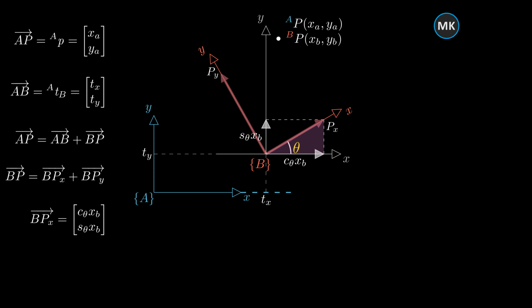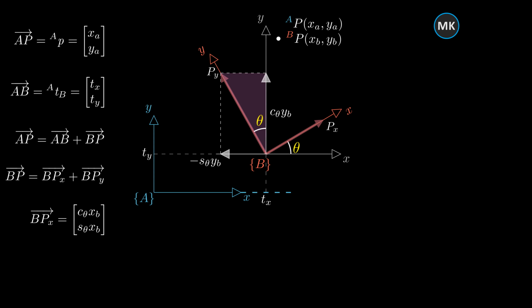From the right triangle, the adjacent side equals cosine theta times x sub b, and the opposite side equals sine theta times x sub b. Next, we examine BP sub y. It is perpendicular to BP sub x, and the auxiliary y-axis is perpendicular to its x-axis, so the angle involved is again theta. The magnitude is y sub b. When we project onto the auxiliary axes, we obtain minus sine theta times y sub b in the x direction, and cosine theta times y sub b in the y direction.